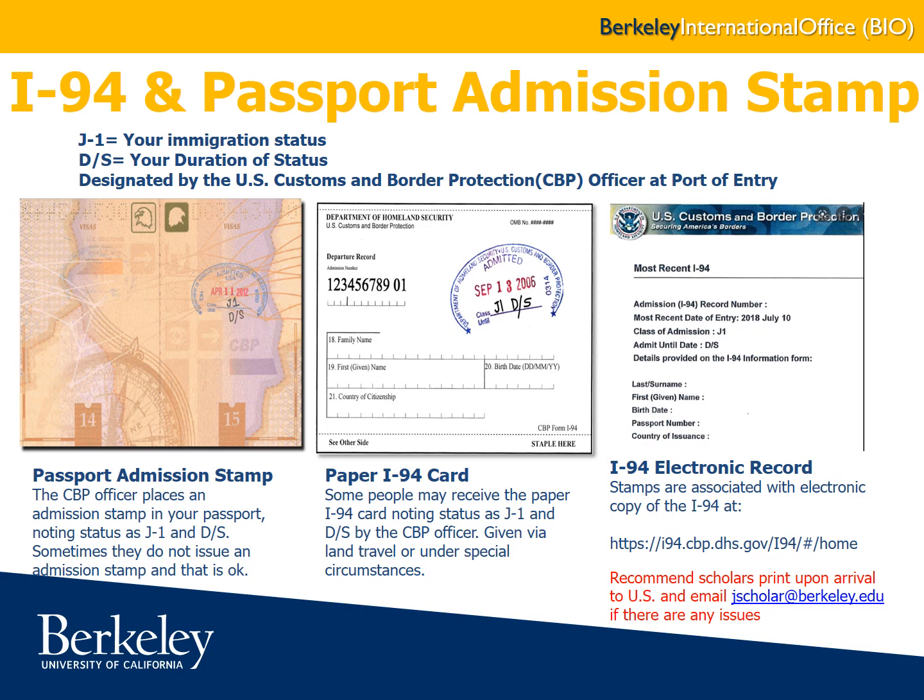The picture to the right is an example of the printed I-94 electronic record that you can generate online by using your passport information. We recommend that you look up the I-94 record upon your arrival to make sure that there are no mistakes. You will upload your I-94 to report your arrival to us, and you will find more detailed instructions in the arrival reporting system. If your I-94 or admission stamp do not show J1 and DS, please email jscholar@berkeley.edu as soon as possible so that we can advise you on how to get it corrected.